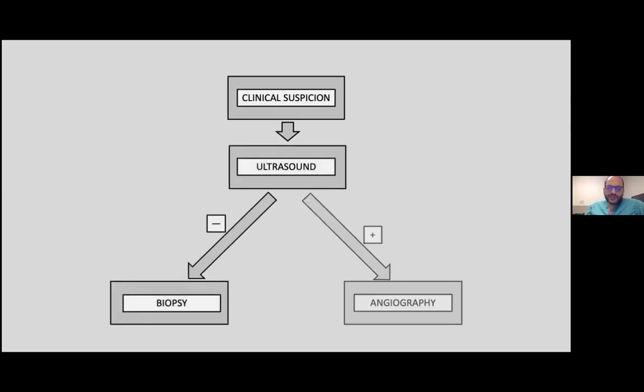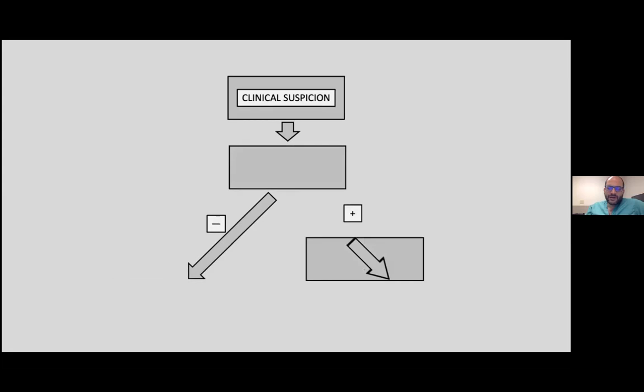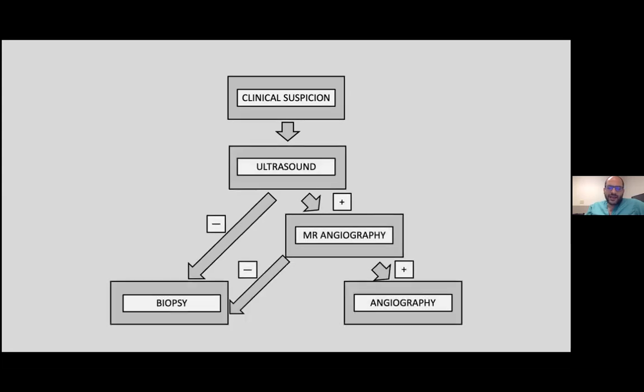So conventional angiography has now changed from a diagnostic tool to a therapeutic tool. We ended up changing our algorithm. If there was clinical suspicion for some kind of transplant renal artery stenosis, they would go to the ultrasound. If the ultrasound was negative, they would get a biopsy. If the ultrasound was positive, it went to angiography. We ended up mixing this up. We added in MR angiography. If the MR was positive, they would go to angiography. If the MR was negative, they would proceed to biopsy. So we changed the false positive rate of the diagnostic side before going to angiography quite a bit.